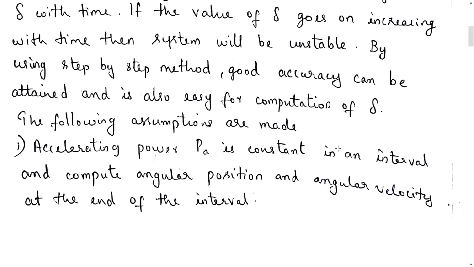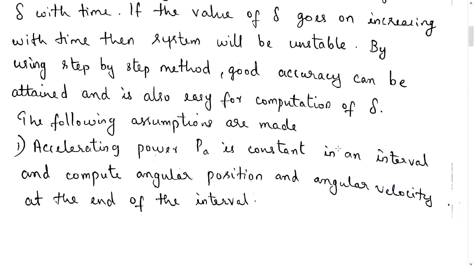Before going to the method, some assumptions are made. The first one is that the accelerating power Pa is constant in an interval, and we compute the angular position and angular velocity at the end of the interval. In the step by step method, we divide the whole time into small intervals. If we have to find the change of delta after 10 seconds, we divide this 10 seconds into small intervals.